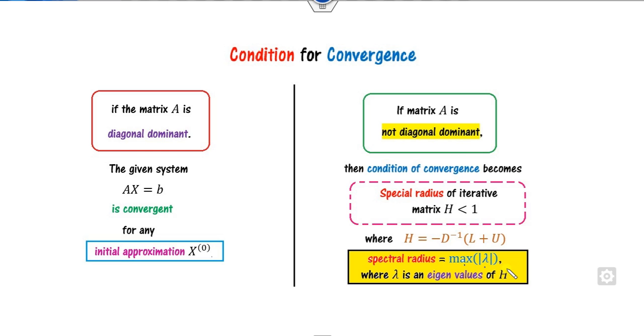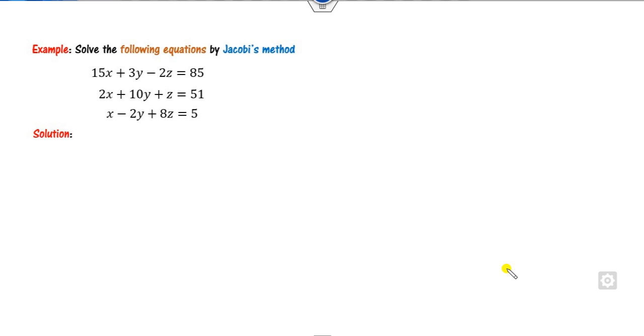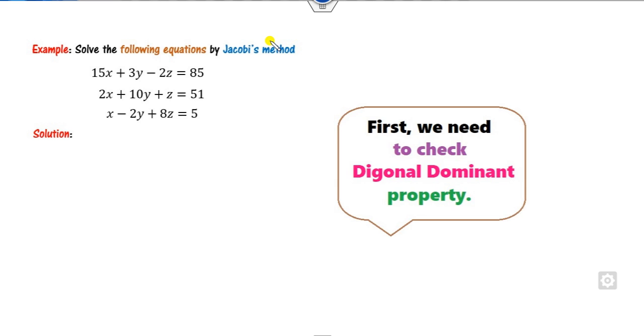Look at a couple of examples so that you can understand it. Solve the following equation by the Jacobi method. The first step is to check whether it's diagonal dominant or not. What is the property of a diagonal dominant? Look at the first diagonal value. It's 15. Take the absolute value of 15. Is it greater than or equal to the rest of the values, like 3 and minus 2?